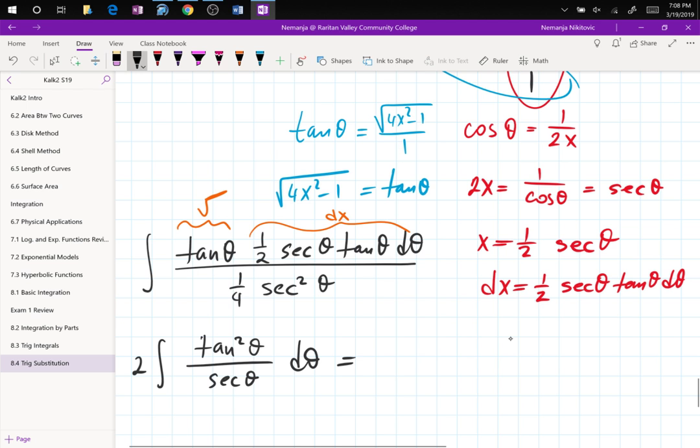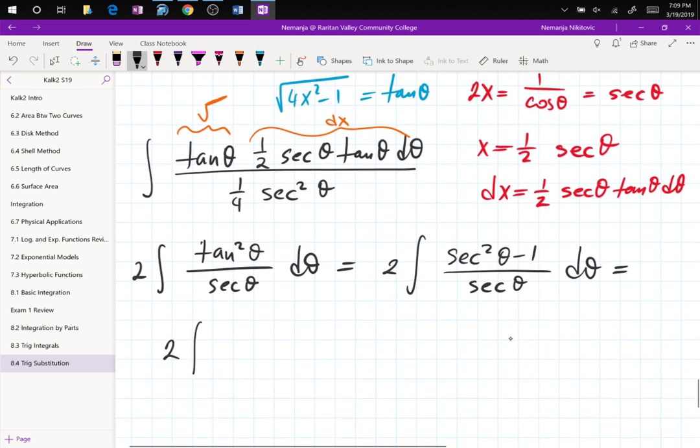What now? The good old trick with going to sines and cosines is not going to work. You can take secant squared minus 1. That's what the integral of tangent is: secant squared theta minus 1 divided by secant theta, d theta, and now this becomes simple. Secant and secant cancel, leaving you secant theta minus 1 over secant, which is cosine theta.